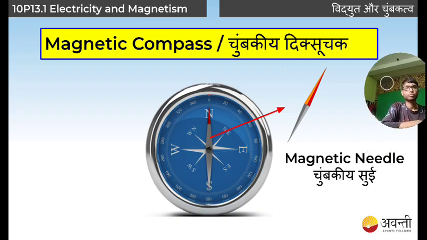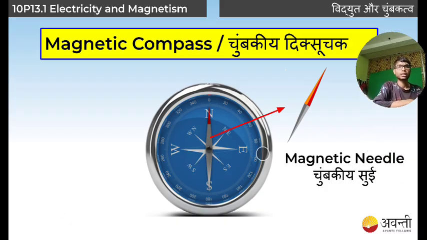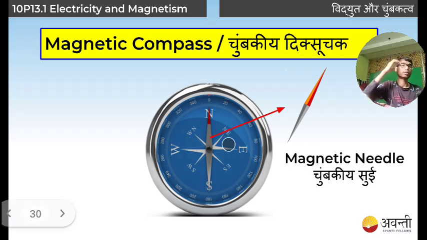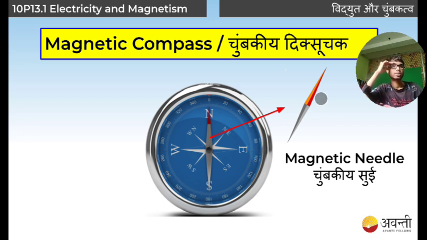Now here, as you can see, this part is a magnetic needle. Here, what is happening? In the magnetic needle, this one side will tell about north and this side will be south.